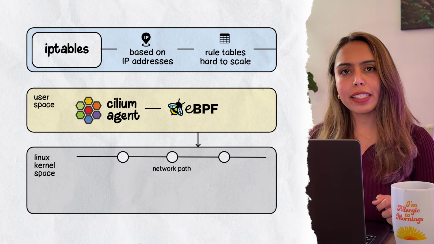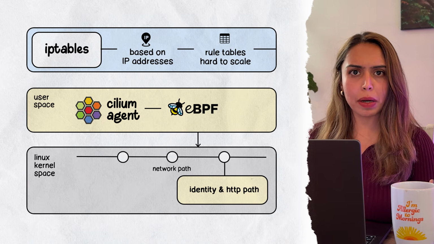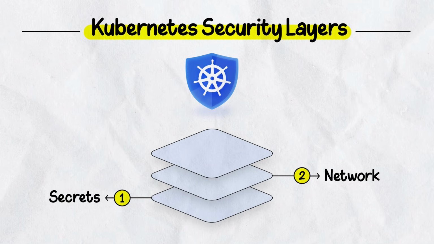And as discussed, Cilium is faster at scale. It lets you enforce policies based on identity and even HTTP paths, not just IP and ports. That's layer 2. You control which pods can talk, but not whether the traffic can be read. Now let's jump to layer 3, your traffic.